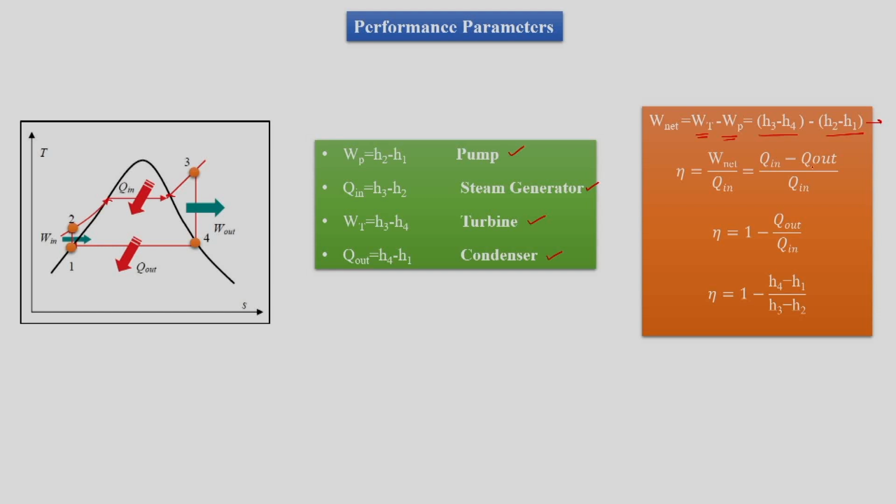Then we can find out efficiency. The classical formula for efficiency is W net upon Q in, but W net is Q in minus Q out. So Q in minus Q out upon Q in is efficiency. So efficiency becomes 1 minus Q out upon Q in, but we know Q out is H4 minus H1 and Q in is H3 minus H2. Knowing these enthalpies at points 1, 2, 3, 4, we can find out the efficiency of the steam power plant.